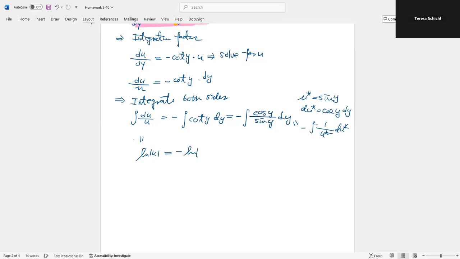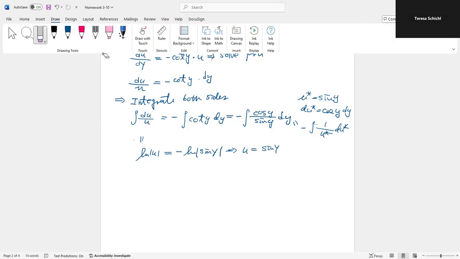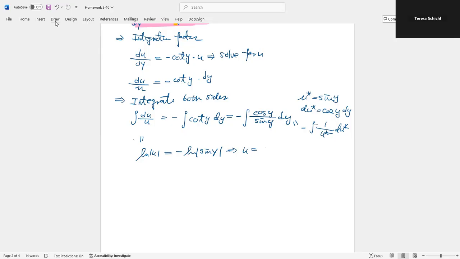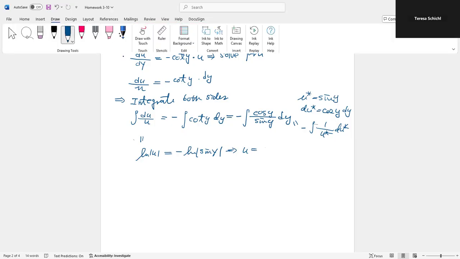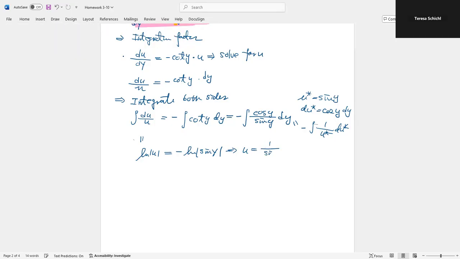Here the u star is a sine y, correct? All right, so now I can say that u is equal to the sine y here. Oh, I'm sorry, this is negative, right? So here we have negative, so it's going to be 1 over sine y. So 1 over sine y is equal to the cosecant y here.